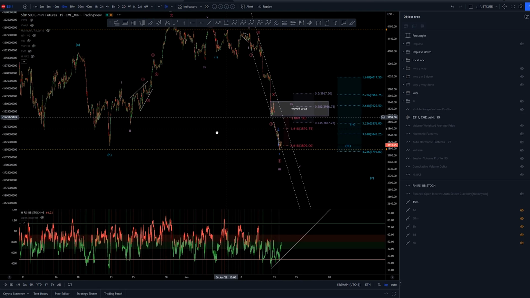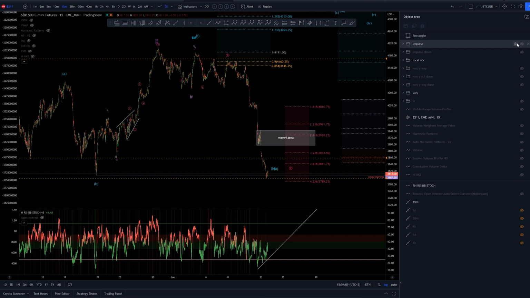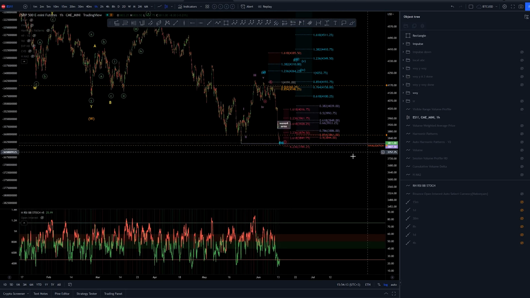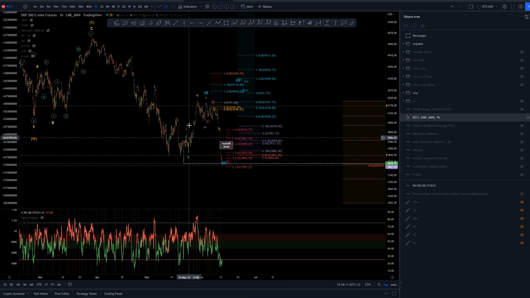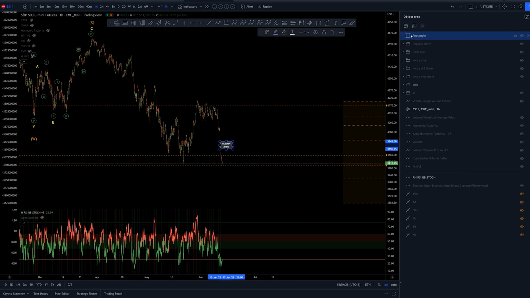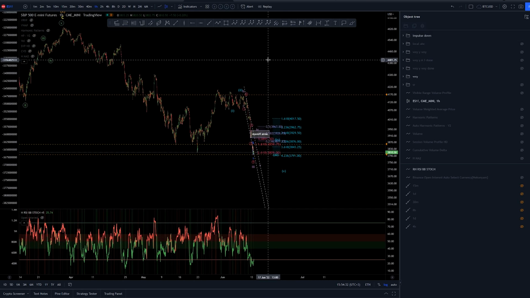Now, other scenario that got invalidated was the idea of this again being the WXY ending here and saying that we had a 1, 2, 3, 4, 5 into a possible A wave or 1 wave. Now we took out the lows previously here, so we have invalidated this idea completely, so we can just remove it. And that is basically everything I wanted to share today on S&P 500.